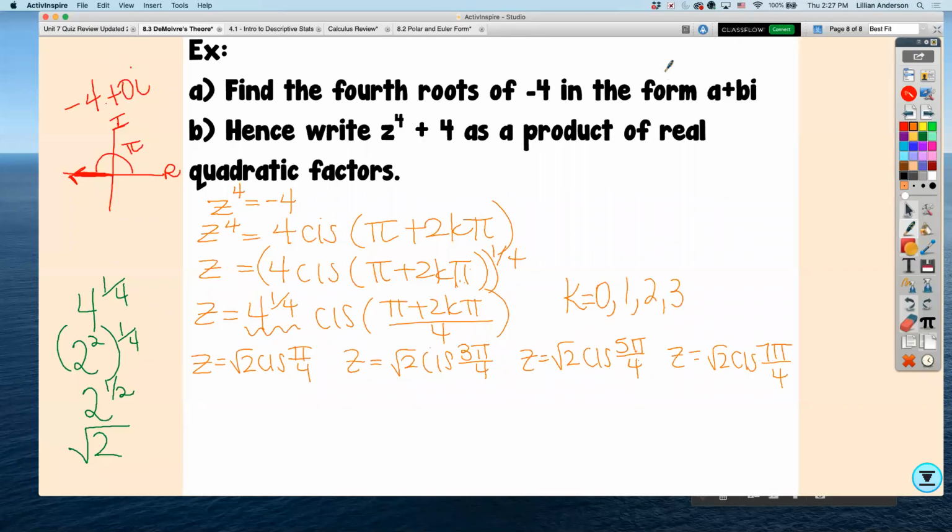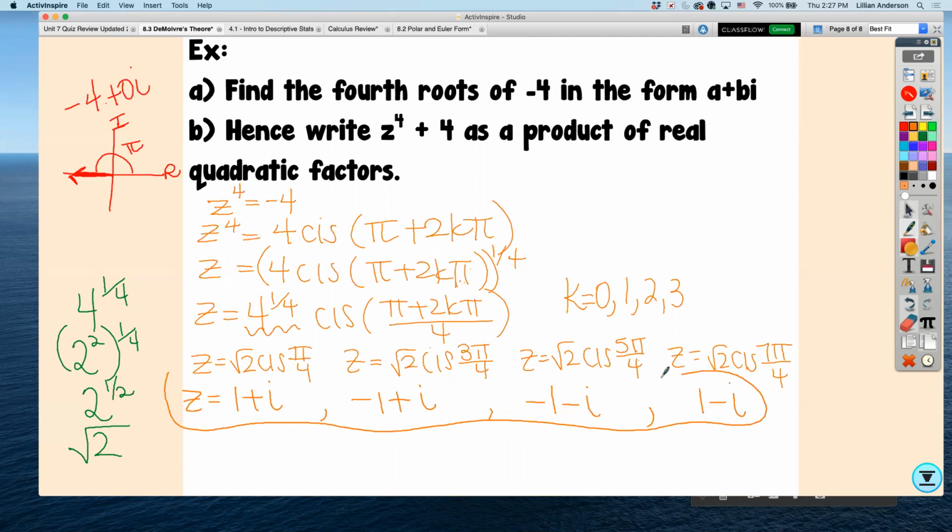So doing this out, my first root is going to be 1 plus i. My second one, negative 1 plus i. I'm going to write it in the form of a plus bi. What's the next one? Both negative. And then 1 minus i. So then those are the 4th roots of -4. That'll be our answer for part A.